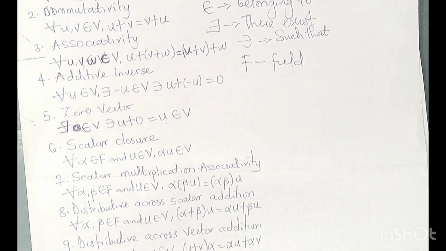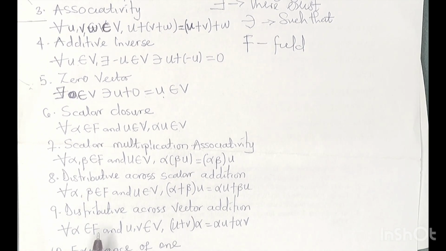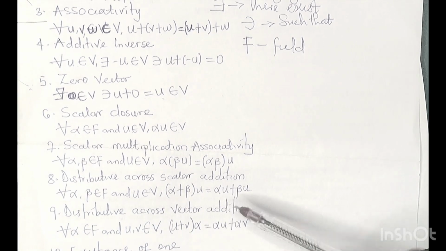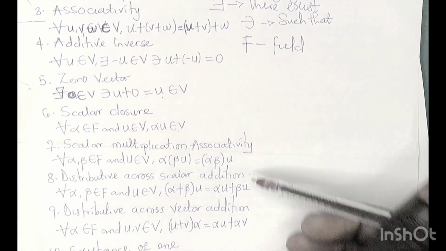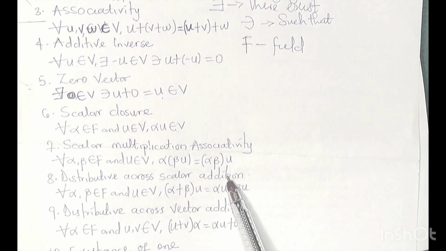This is a normal multiplication. Are you seeing that now? The number 8 is called distributive across scalar addition. Now I want to make a similarity between this number 8 and number 9. This one says distributive across scalar addition.